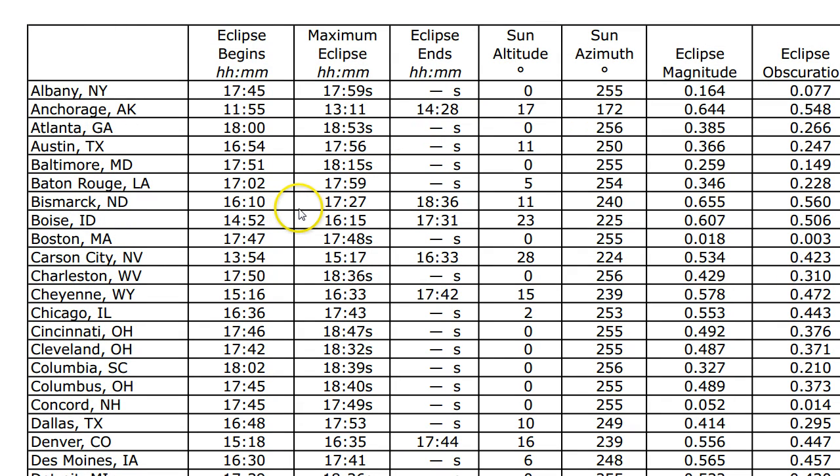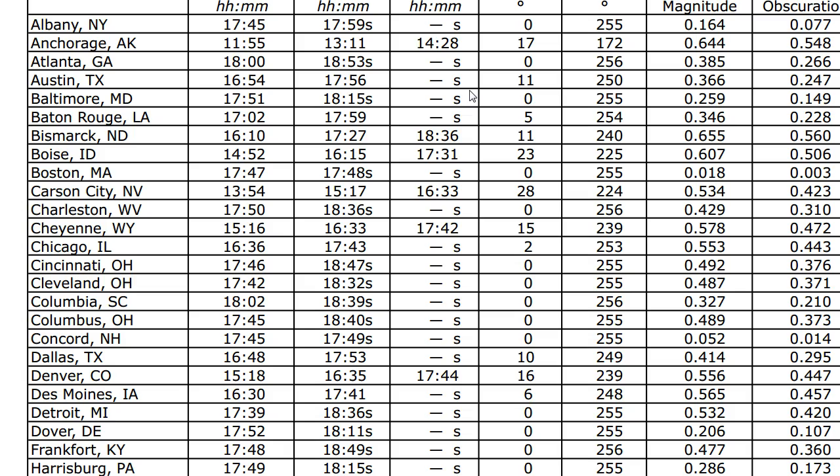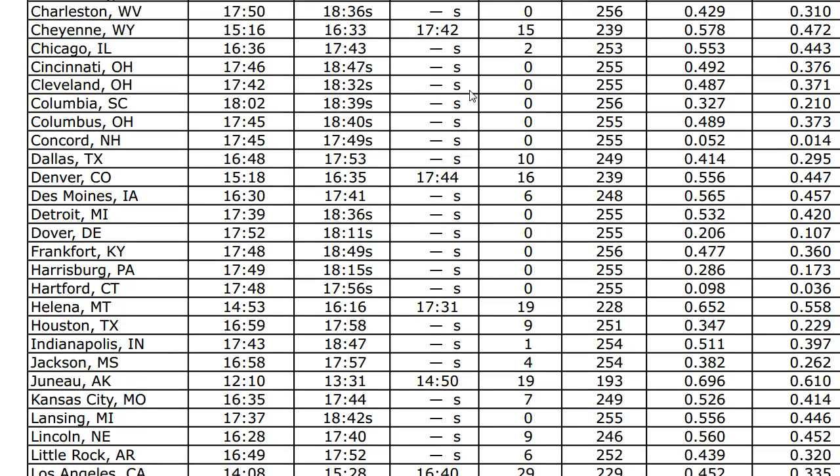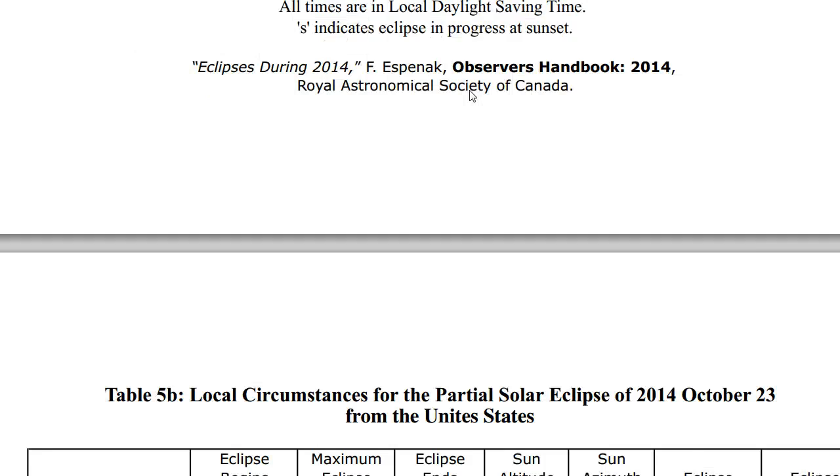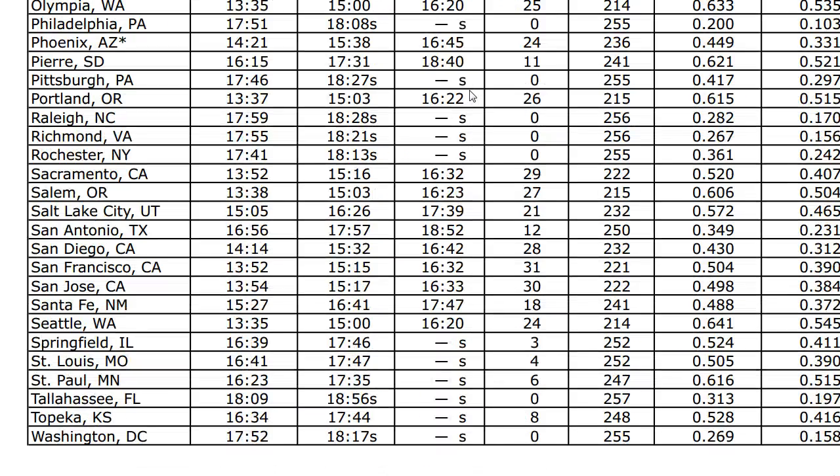And here you can take a look at the time the sun sets. When the sun sets, they tell you what time the eclipse ends. So the S means the sun sets while the eclipse is still in progress. So I recommend you take a look at this if you have questions about where you are, in any city or state. Take a look at this. This is a very good page, isn't it?